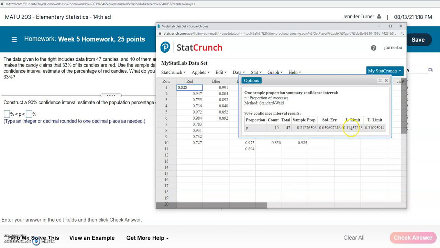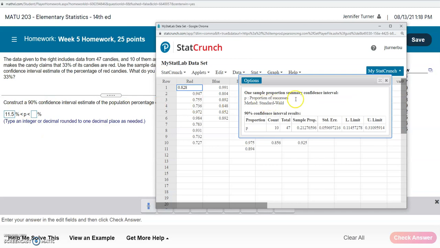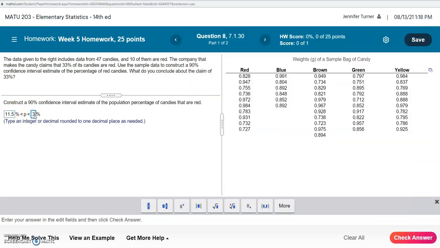So this 0.1145, if we move the decimal point 2 places to the right, would be 11.45%. Over here it says type an integer or decimal rounded to 1 decimal place. So for the lower limit, we would do 11.5, because we would round this 4 up to a 5 based on looking at the 5 that comes after it. So 11.5. And the upper limit was 31. Again, we've moved the decimal in our head 2 places to the right, so 31.09, and if we round that to 1 decimal place, it'd be 31.1. So 31.1.